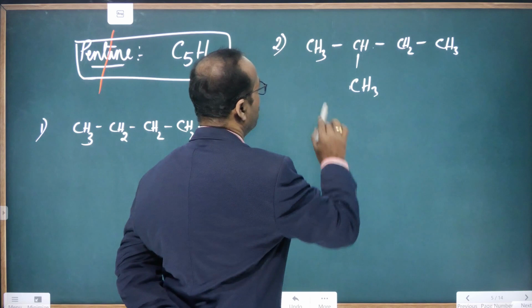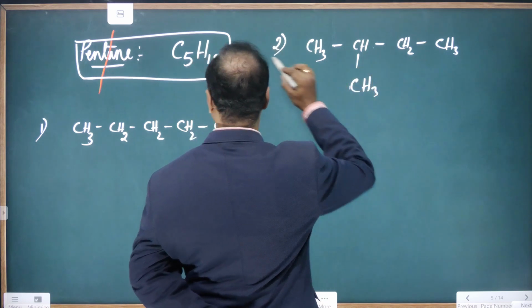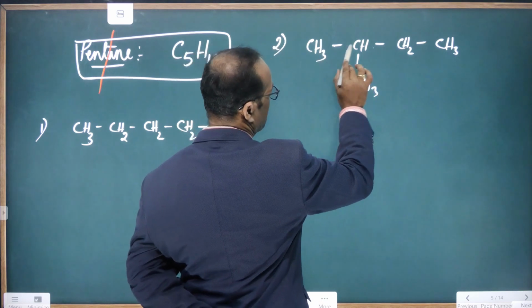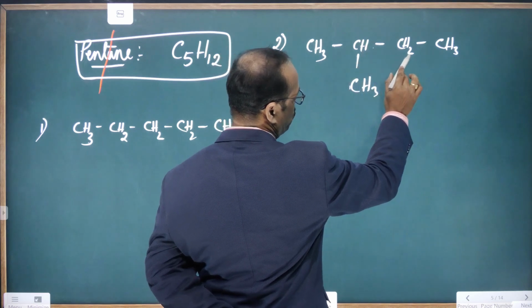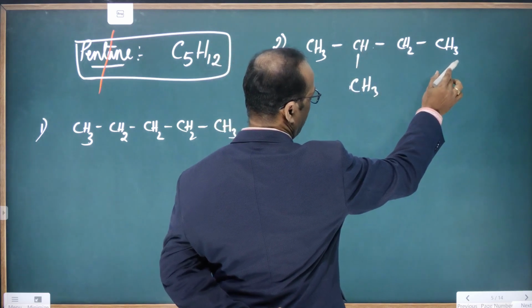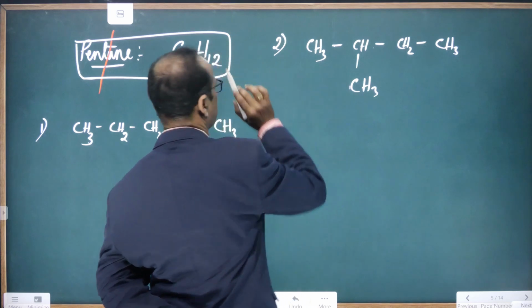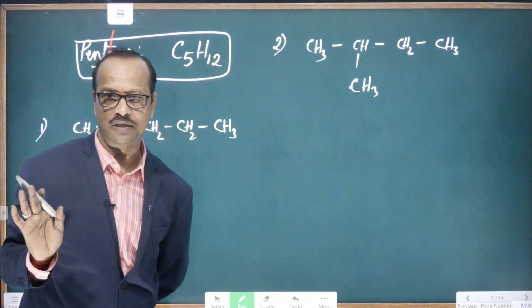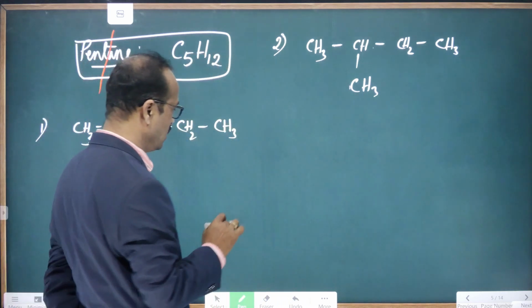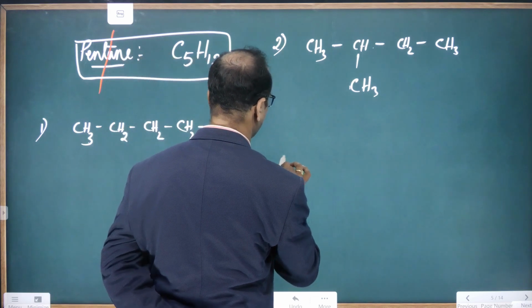Now count 1, 2, 3, 4, 5, so 5 carbons. Here 3 plus 1, 4; 4 plus 2, 6; 6 plus 3, 9; 9 plus 3, 12. Yes, so this also has 12 hydrogens. Now I'll write the third one. Okay, the third one also I'll write.